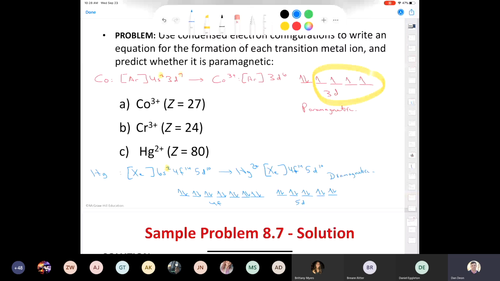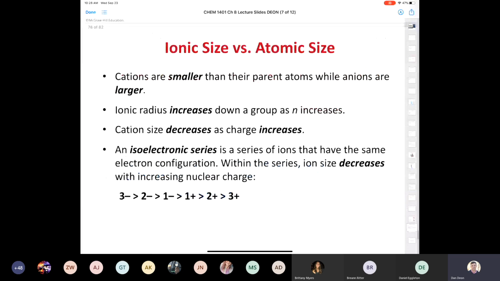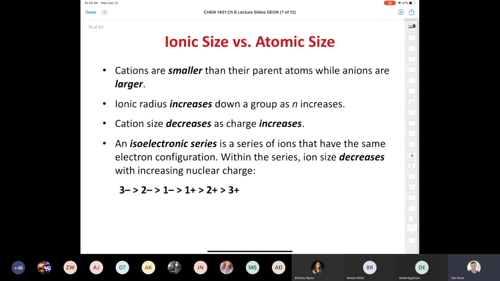Or not paramagnetic is what I think it says in the solutions. Anyhow, there we go. Let's talk about the size of ions. And I officially think that this is the last concept that we look at before your midterm, the midterm that's coming up on Friday.